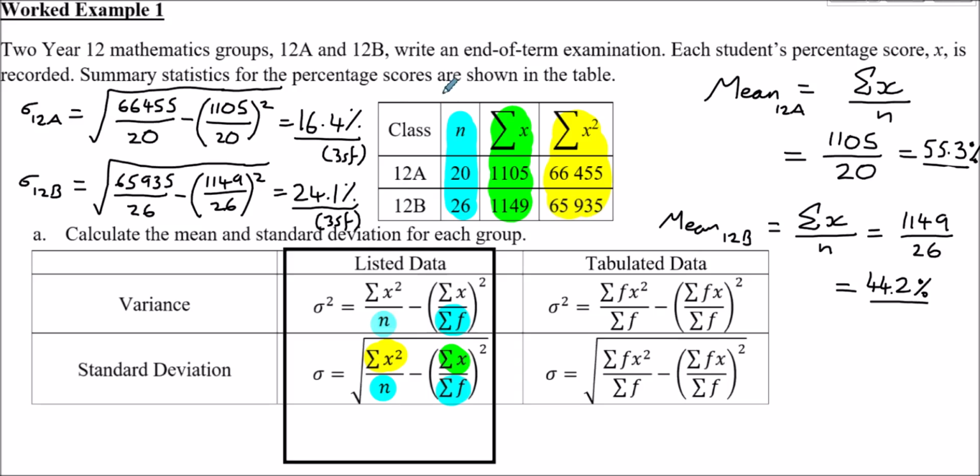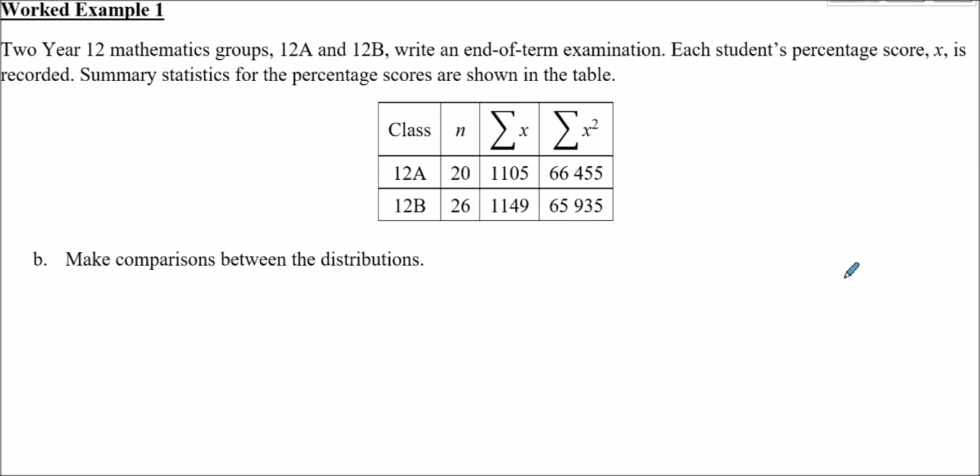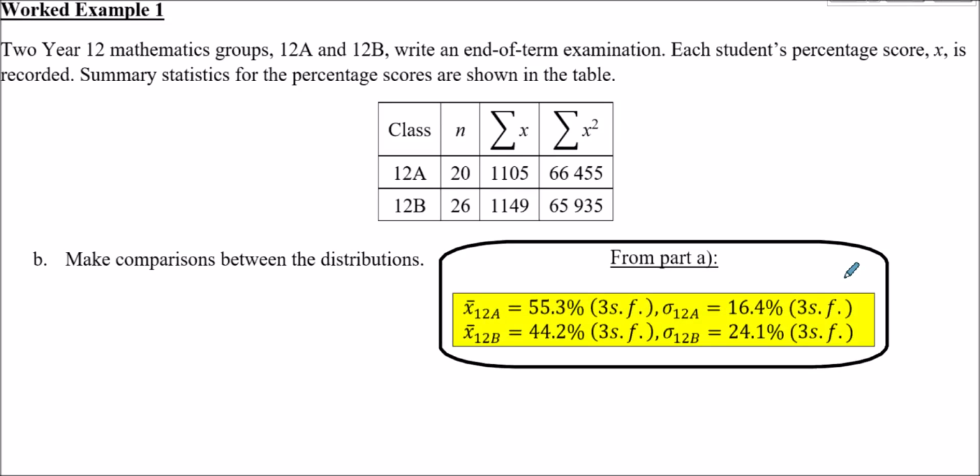So we've got 16.4% and 24.1% for 12a and 12b respectively for the standard deviations. And the means, 55.3% for 12a, 44.2% for 12b. Let's now have a look at part B of this question. So part B, make comparisons between the distributions. Let's just remind ourselves of what we had from part A.